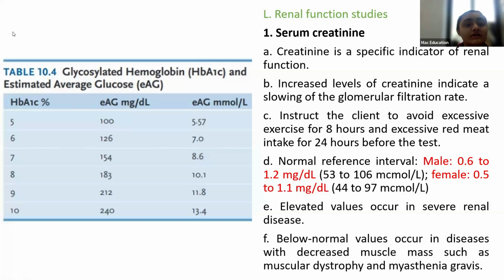Next lab test is renal function studies. Just like liver function studies, we have renal function studies. So how will you assess the function of the renal system? There are various types of blood tests through which you can identify renal function. In renal function studies, the first blood test is serum creatinine. Creatinine is a specific indicator of renal function.